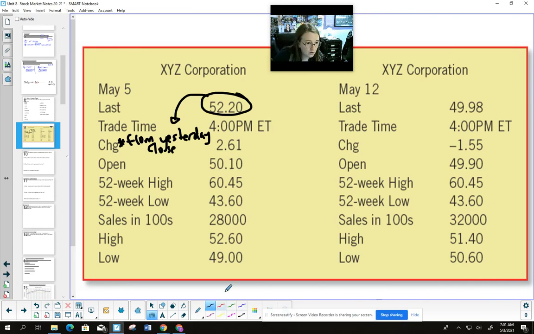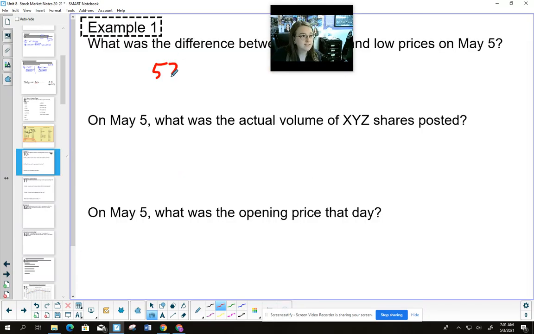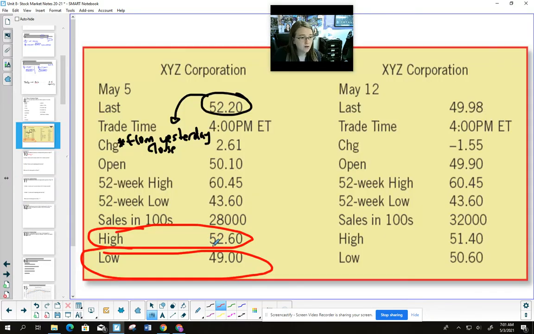You should know what you need to do for a difference. Well, here's the high and the low. Difference means to subtract, right? So we have 52.60 minus 49.